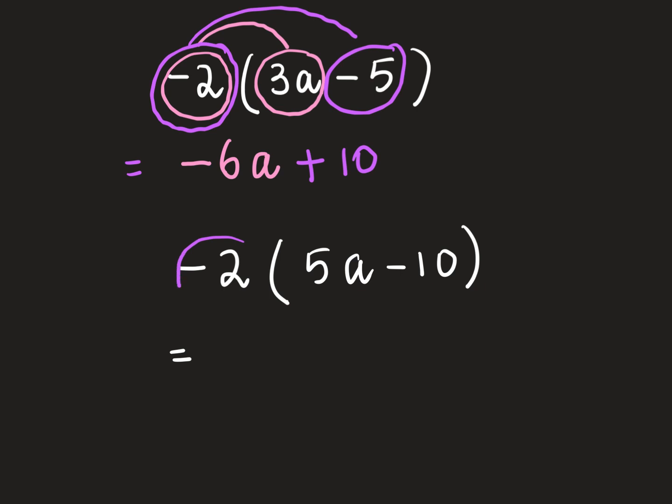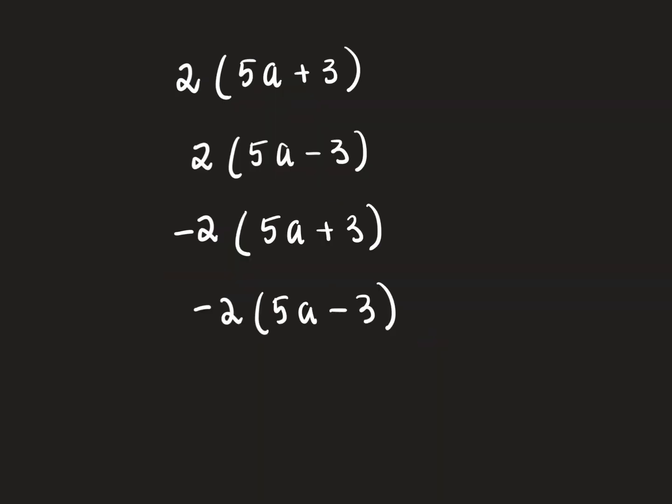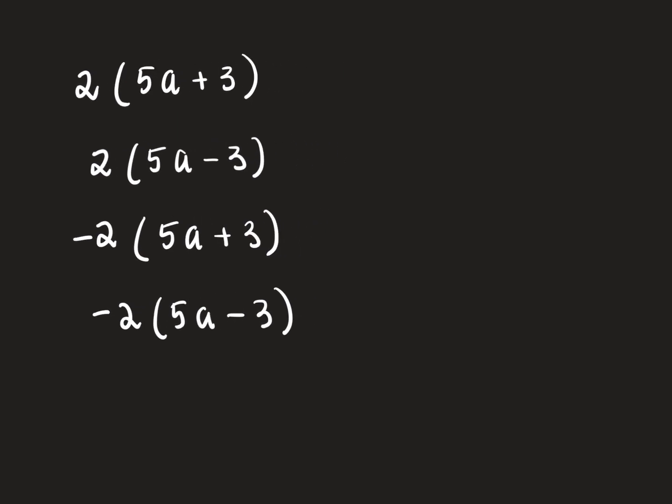That's going to give negative 2 lots of 5a, which is negative 10a. Negative 2 lots of negative 10 is going to be positive 20. Negative 10a plus 20. Okay, have a look at these four. Press pause and see if you can do them.